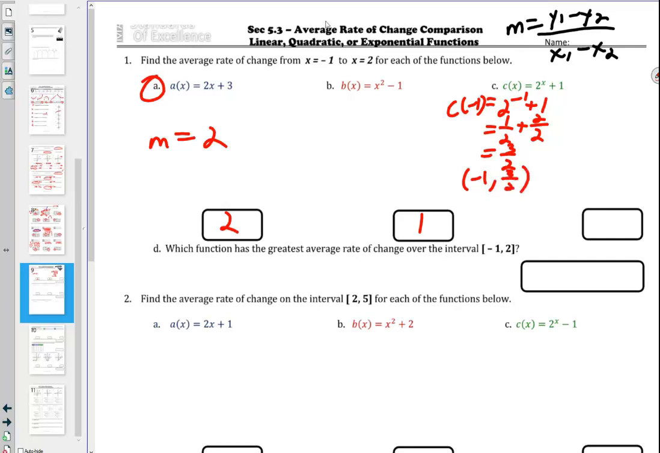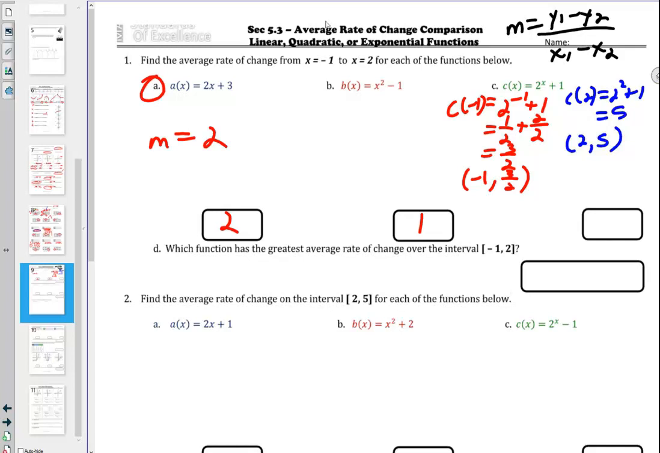Then when I plug in a 2, c at 2, it's going to be 2 squared plus 1. 2 squared is 4 plus 1 is 5. So another point is 2 comma 5.